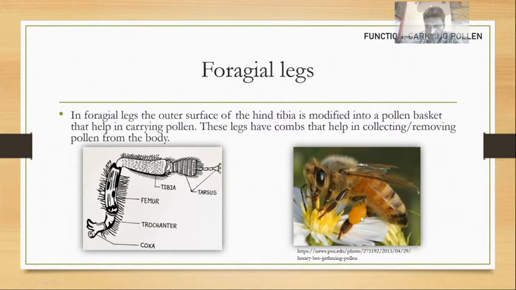So their hind legs are modified in such a way that they can carry a big load of pollen. The hind tibia is modified into a pollen basket. It's very hairy in structure, and here the honeybee can show off pollen. And these legs also have combs that help in collecting or removing pollen from the body.